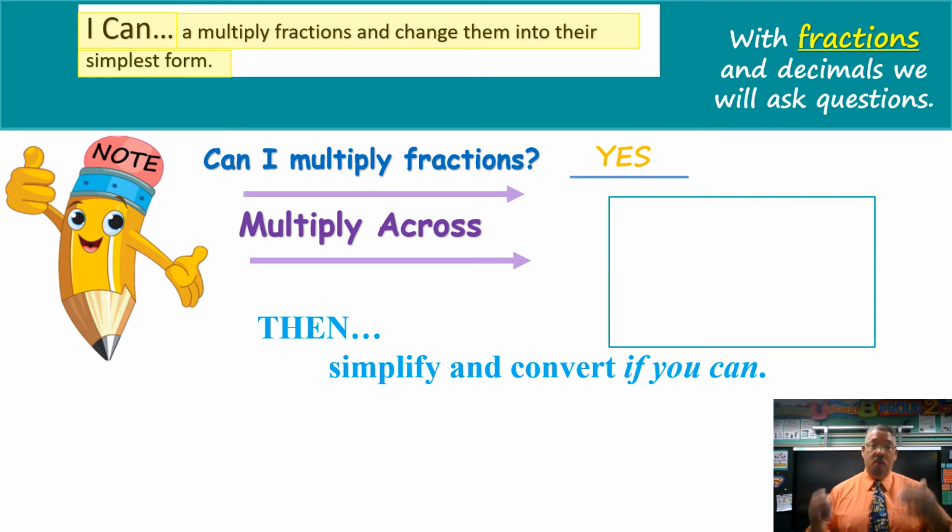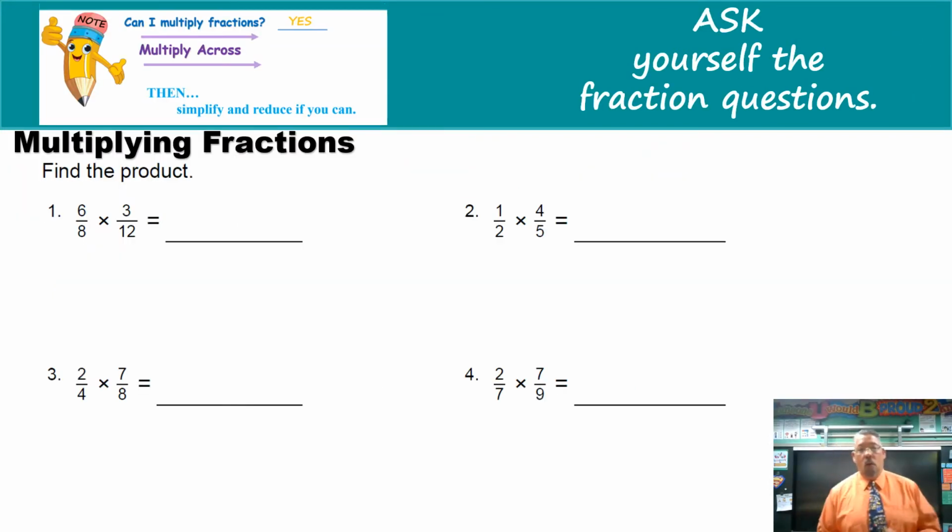So simplifying means I'm going to reduce. So I'm going to use my divisibility rules. I'm going to divide top and bottom by the same numbers to get it to the smallest form. And then converting, if it's top heavy, I'm going to take that top off. So I'm going to do the division, which fractions are division, and I'm going to change it into a mixed number. All right, so as we work through these, just make sure that you're showing your work.